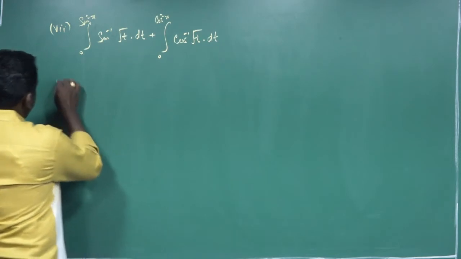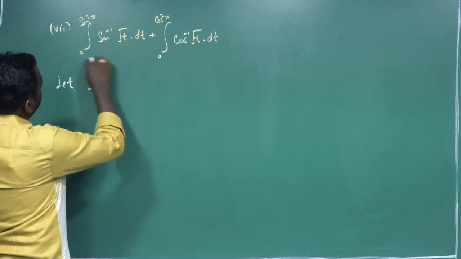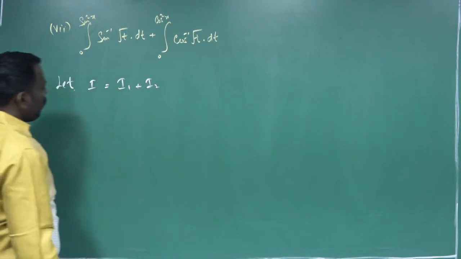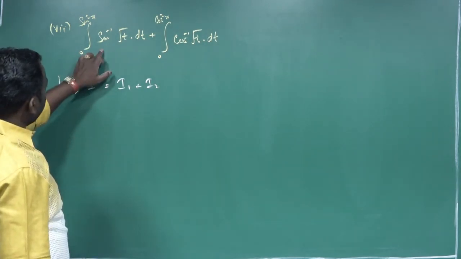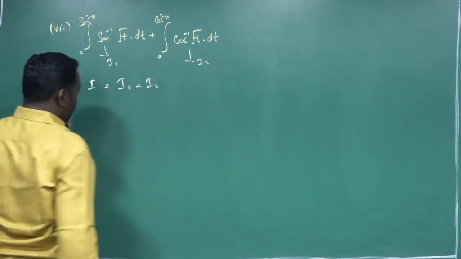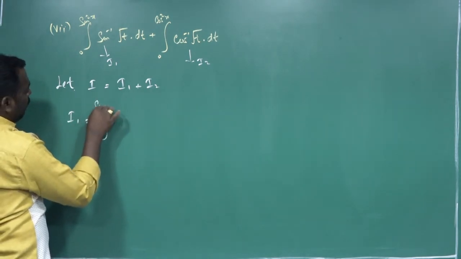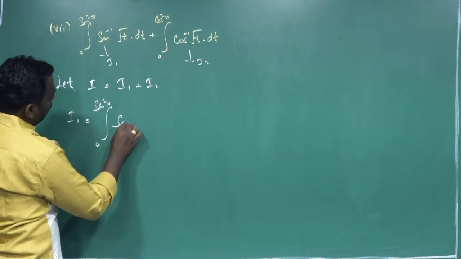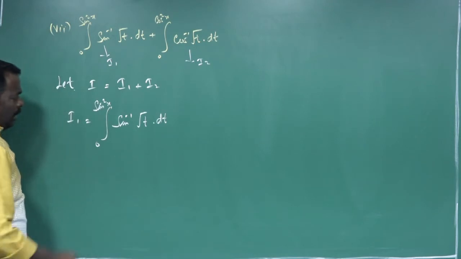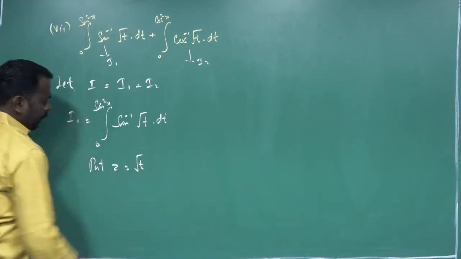So now let us consider the given integral to be I. The first integral we can write as I1, and the second integral is defined as I2. Now first we take I1, which is equal to the integral from 0 to sin²x of sin⁻¹(√t) dt. Here put z equal to √t.